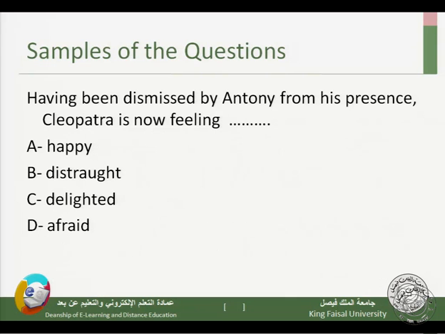Now let's move to samples of the questions that you might have on Act 4 and Act 5. Having been dismissed by Antony from his presence, Cleopatra is now feeling happy, distraught, delighted, or afraid? Of course, the correct answer is letter B, distraught, which means that she feels that she is lost.